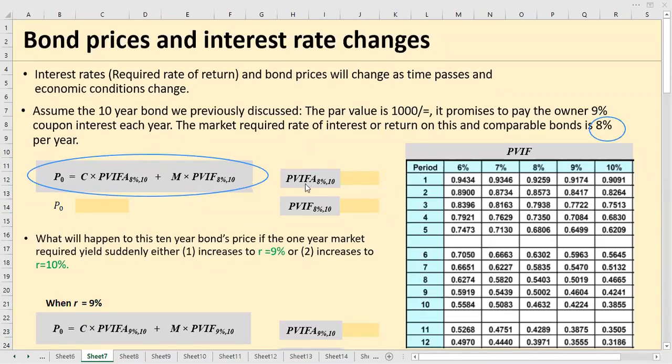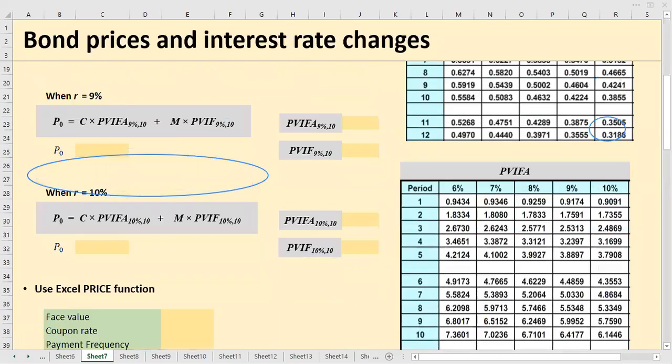Now I am going to go for the present value interest factor annuity, and find the value corresponding to 8%, 10 years. So we have this value, 6.7101. I am going to copy it down here.